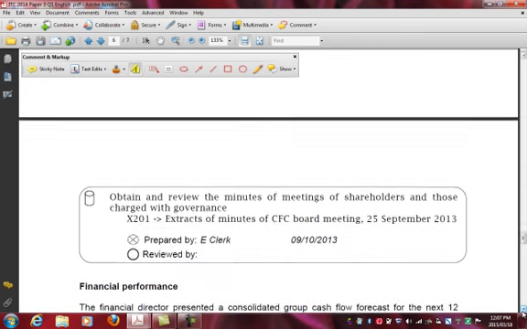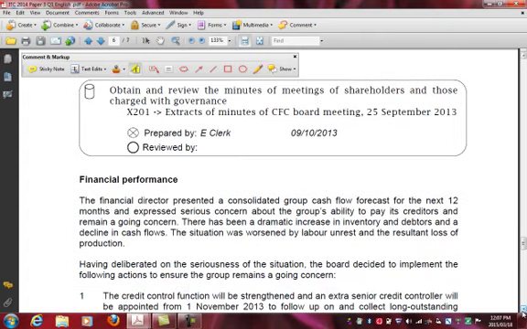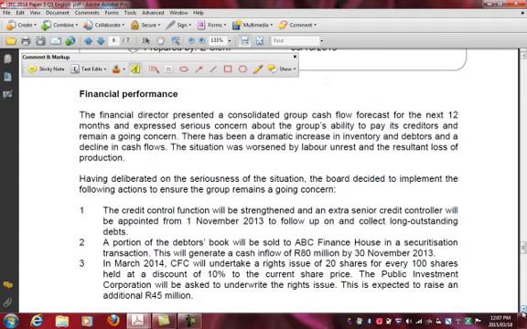Okay. If we have a look at the next work paper, it's an extract of minutes of CFC board meeting, 25th of September 2013. So this is just before year end. The financial performance. The financial director presented the consolidated group cash flow forecast for the next 12 months. Okay, so we have a cash flow forecast looking into the following financial year and expressed serious concern about the group's ability to pay its creditors and remain a going concern. We identified on the first or second page that we have a major going concern risk.